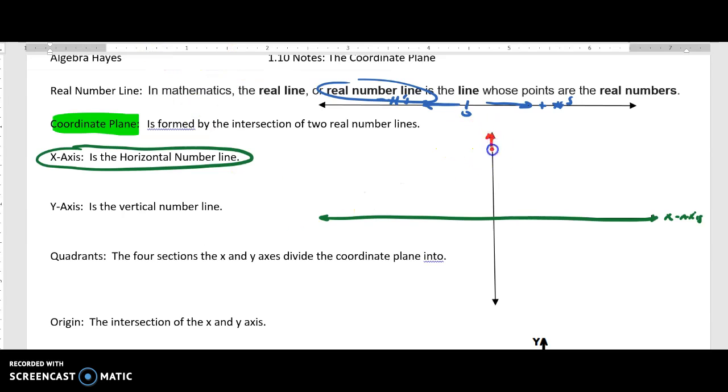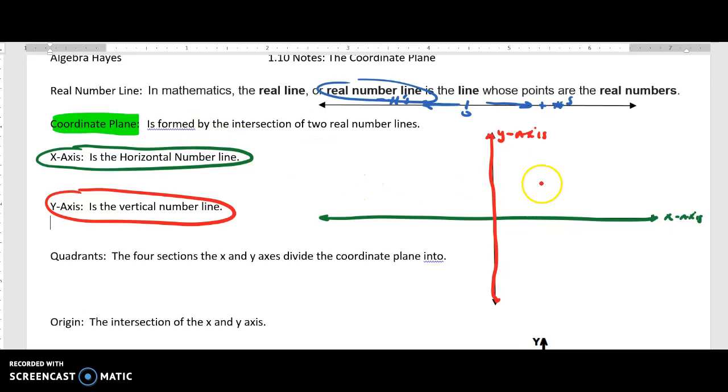Now, the other one is known as the y-axis. This is the vertical number line. So the y-axis is the vertical number line. The x-axis is the horizontal number line. Okay? Now, these two number lines take this coordinate plane, and we call it a plane because it's two-dimensional, and break it up into four quadrants. It's four sections the x and y axes divide the coordinate plane into. So here we have quadrant 1, then we go counterclockwise to quadrant 2, then to quadrant 3, and finally we end up with quadrant 4.